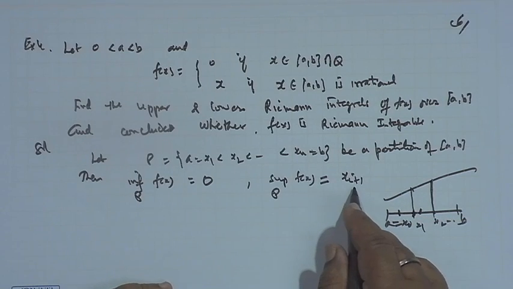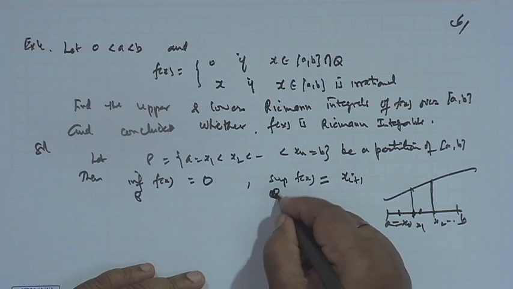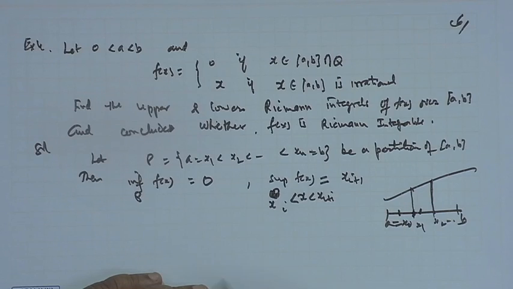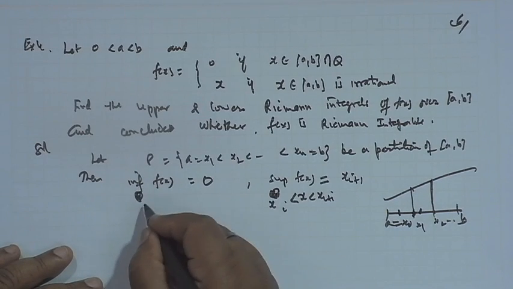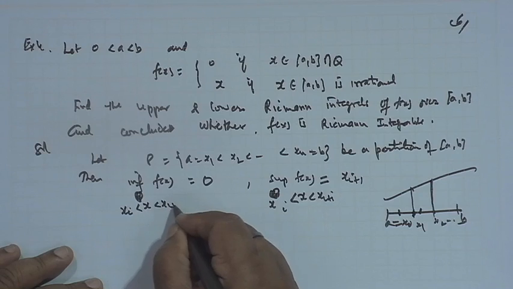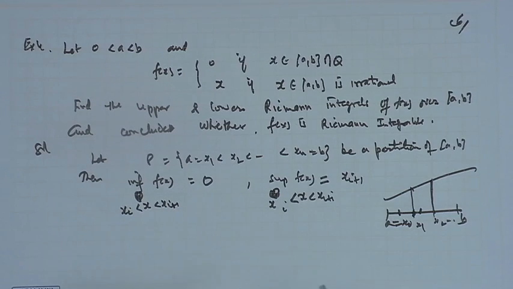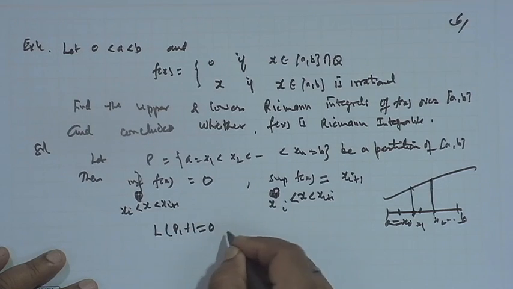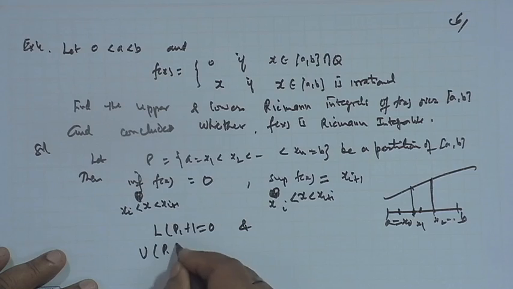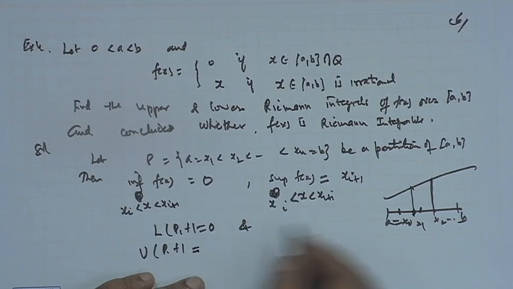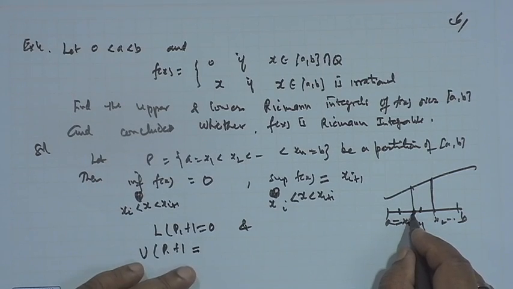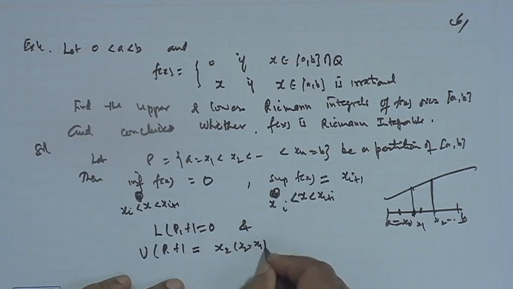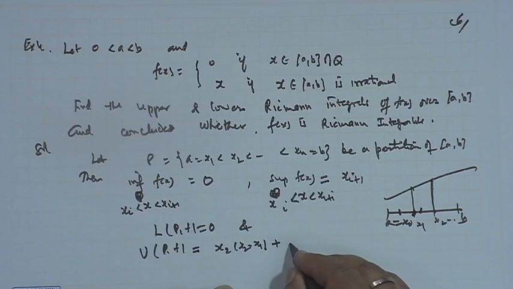So, therefore, over each sub-interval, the supremum over the interval x_i to x_{i+1} is x_{i+1}, where the infimum you can also take over x_i to x_{i+1}. So, this is 0, this is x_{i+1}. Therefore, the lower sum of this will always be 0, while the upper sum of this is nothing but what? The first is x_0 to x_1, so it is equal to x_2 minus x_1 and then continue this.